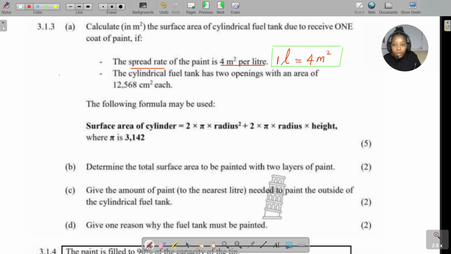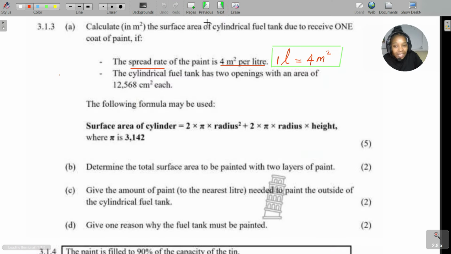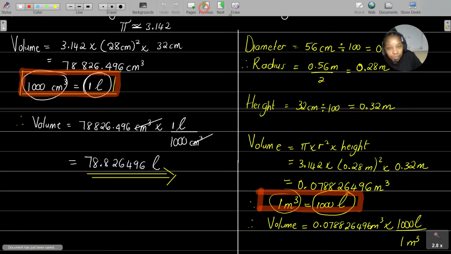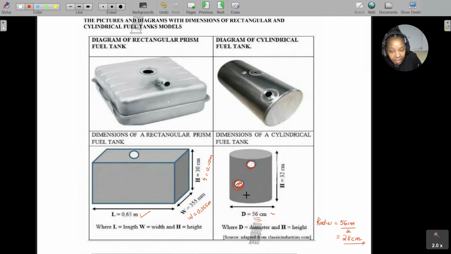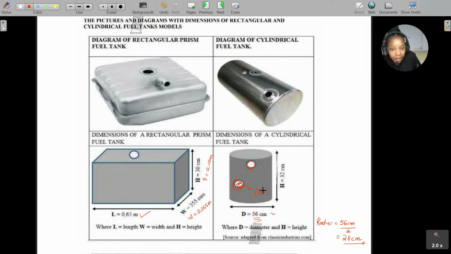Also, we are told that the cylindrical fuel tank has 2 openings. Remember those 2 holes that we spoke about, that hole and that hole, right? So we are basically told that the area of that hole is 12.568 centimeters squared each. So the area, the space that is taken up by this hole, is 12.568 centimeters squared.